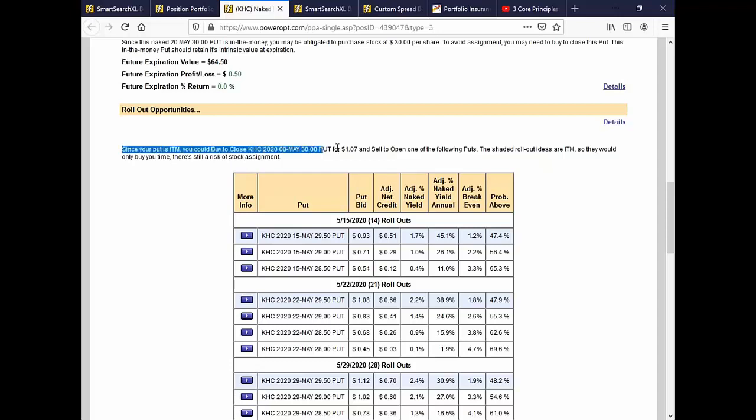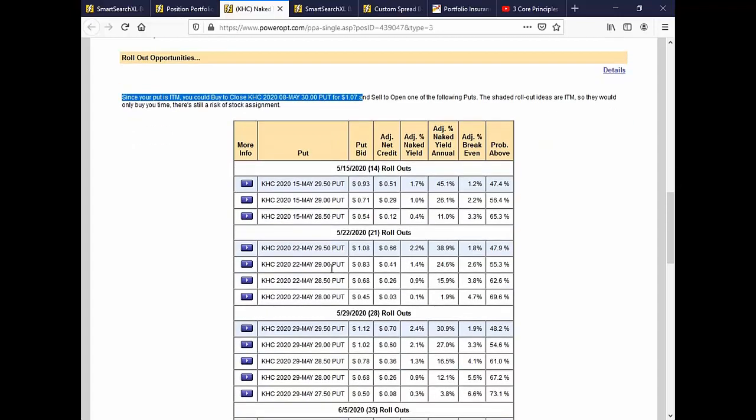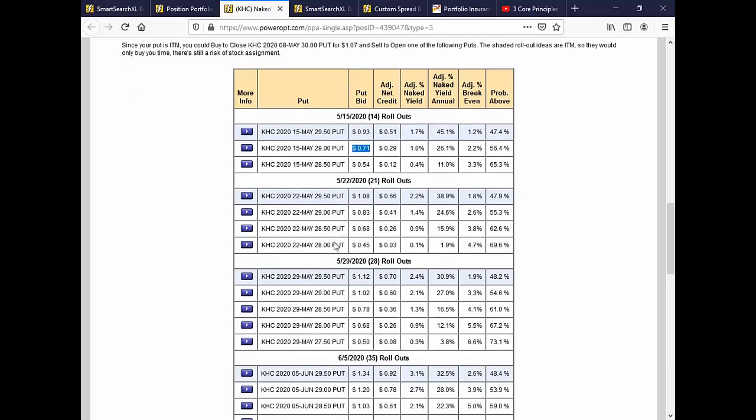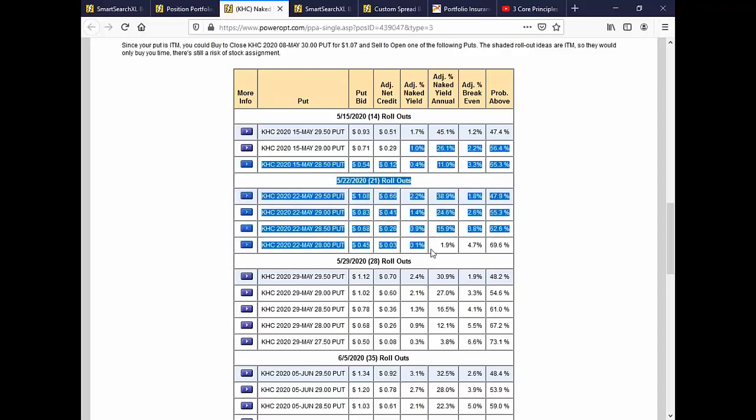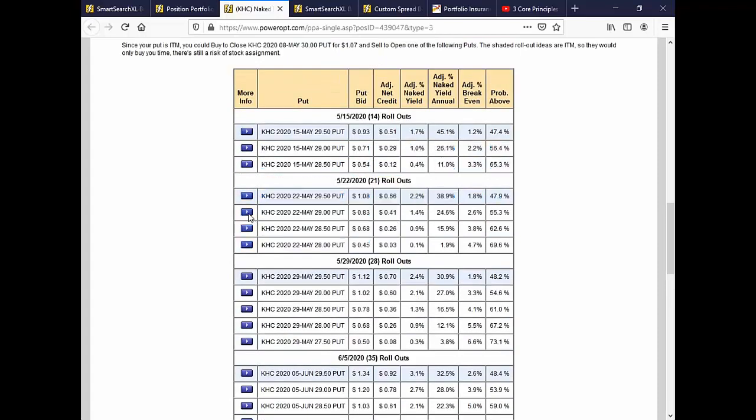So I could buy to close my May 30 put for 107, and I could roll down to say the 28 put or the 29 strike put as well. So it's showing me different rollout opportunities and the new percent naked yield based on midpoint. So let's just take 21 days out. Let's just do this one, the 29. It's not much out of the money.